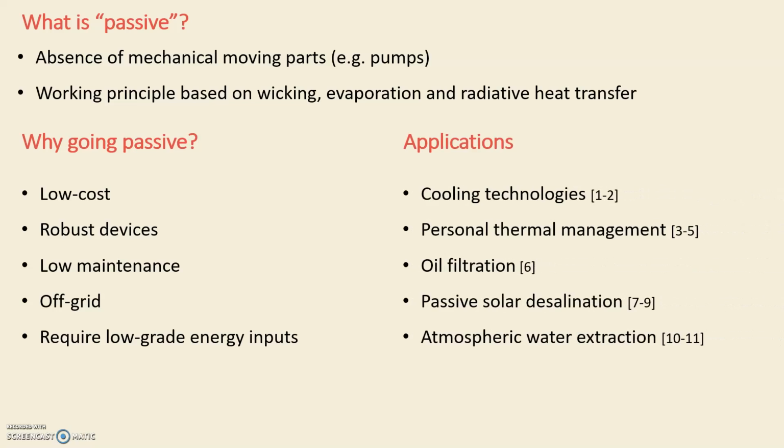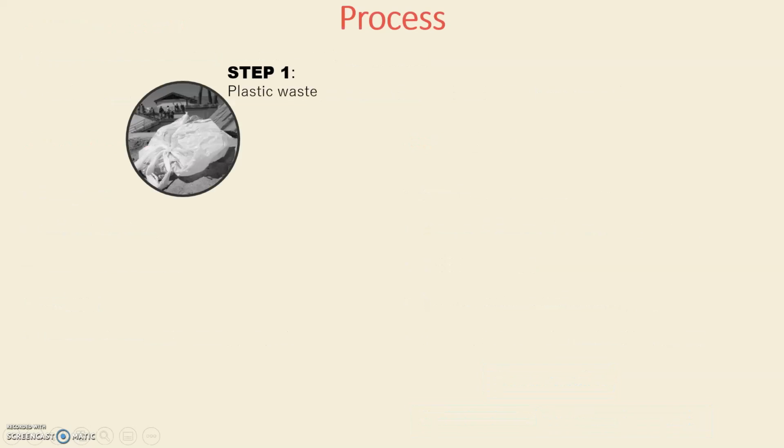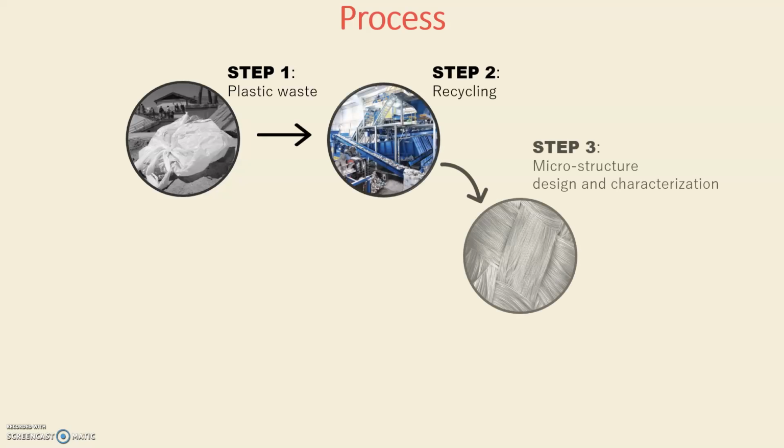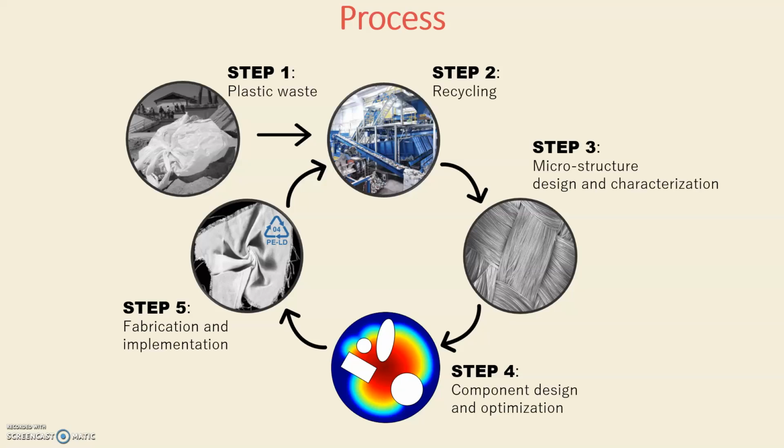What all these applications have in common is that they were implemented by fibrous textiles and they regarded the optimization of the water transport within their structure. So we envisioned a fabrication process divided into 5 different steps. Starting from plastic waste, we can recycle it, then design and characterize the microstructure of a material, optimize the design of a component for a given application, and finally fabricate and implement it.